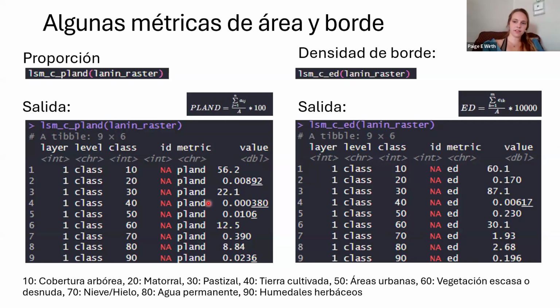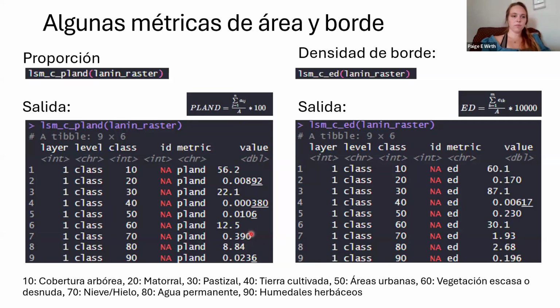In Linero National Park, we can see that class 10 or tree cover, I have the classes down here, is most common at 56% of the landscape. And then that's followed by class 30 or grassland, which is 22% of the landscape. And then finally, class 60 or bare or sparse vegetation at 12.5% of the landscape.